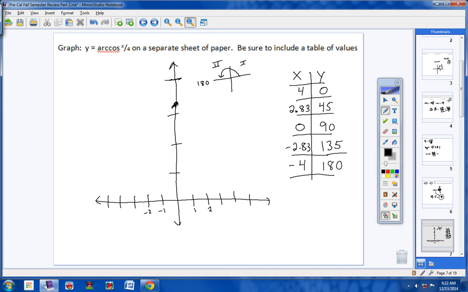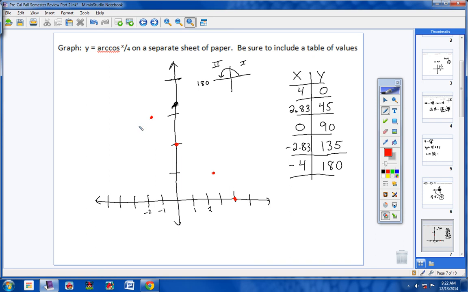Alright, now let's go ahead and sketch the graph here. So we're at 4, 0. So 4, 0. Then we're at 2.83, 45. So about right here. Then we're at 0, 90. Then we're at negative 2.83, 135, so about right here.